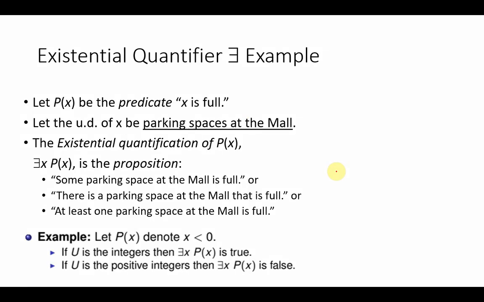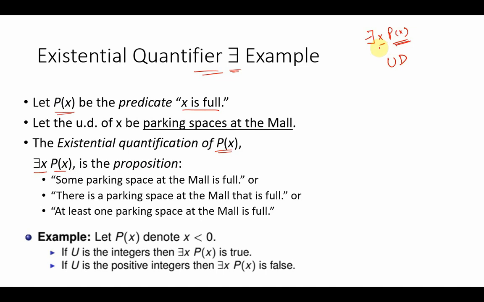Let us see a similar example for the existential quantifier. Remember this, the existential quantifier looks like an inverted E. I am using the similar predicate, x is full, designated by P(x), and the universe of discourse is once again the parking space at the mall. Then the existential quantification of P(x), which is represented as there exists x P(x), actually means that there exists at least one value of x from the universe of discourse for which P(x) is true.